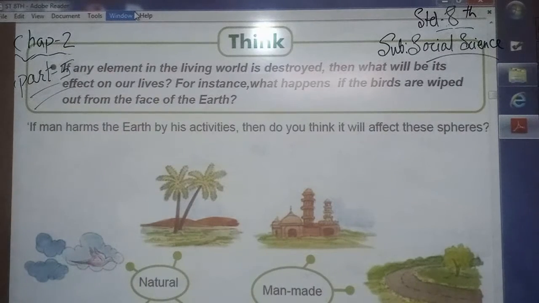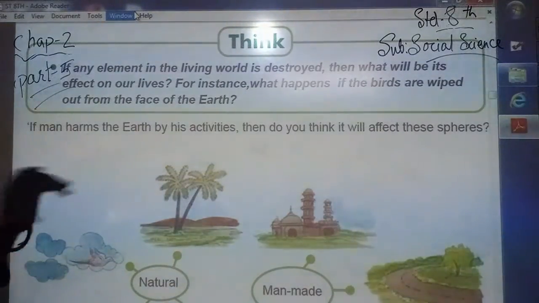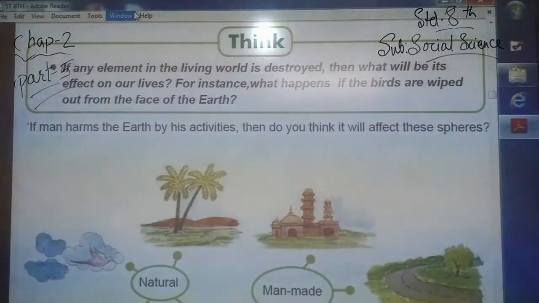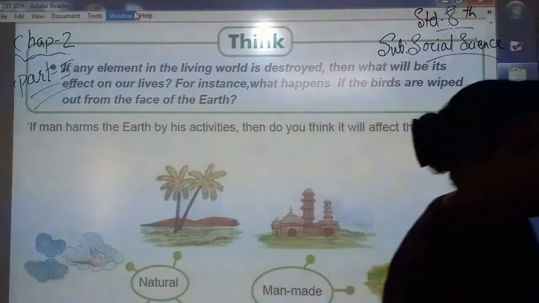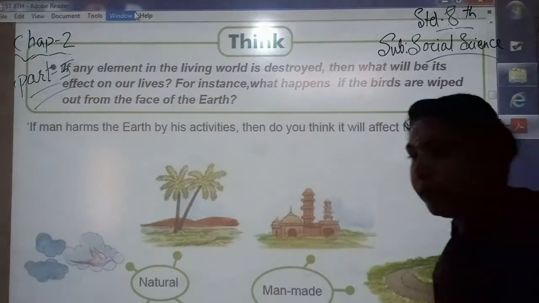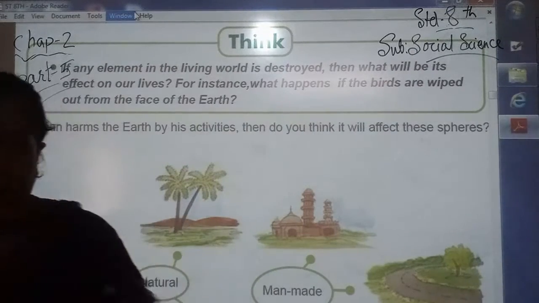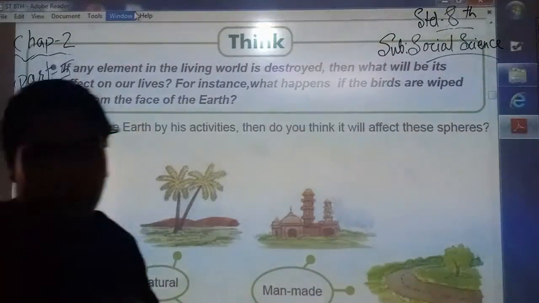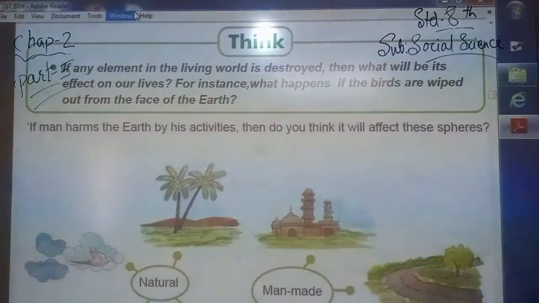Okay, in this part, if man harms the earth by his activity, do you think it will affect the spheres? Nowadays, with what's going on with coronavirus, we are polluting the earth more and more, and now we are suffering. We ourselves are suffering. Indirectly or directly, we are harming ourselves somewhere.